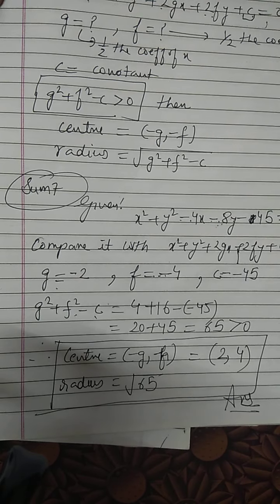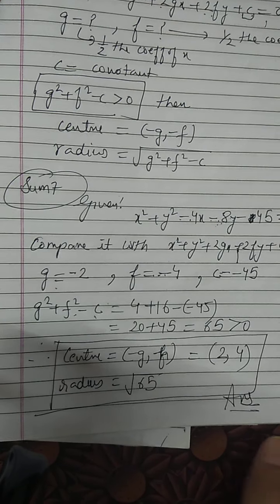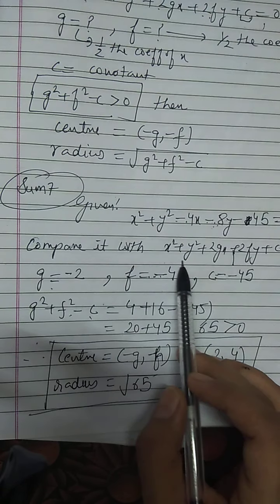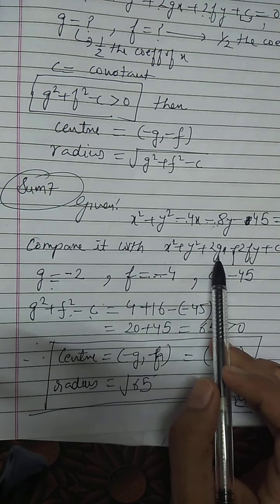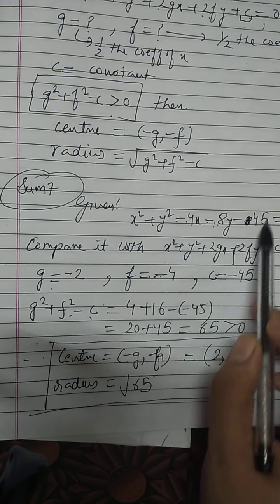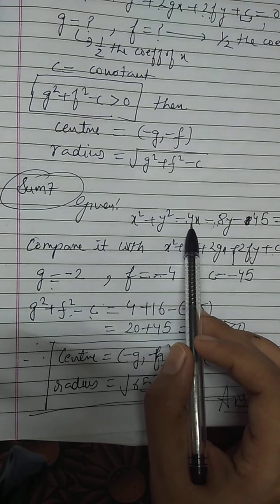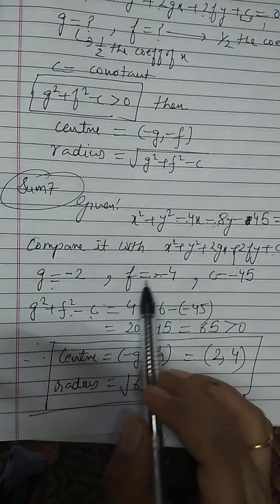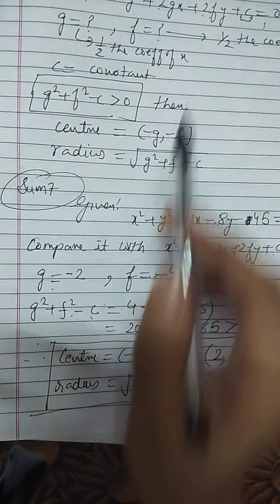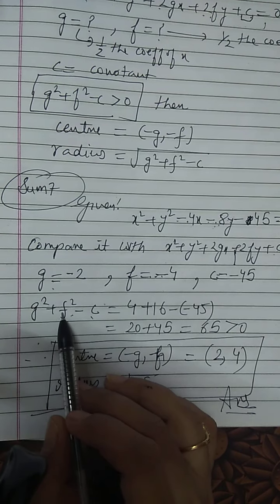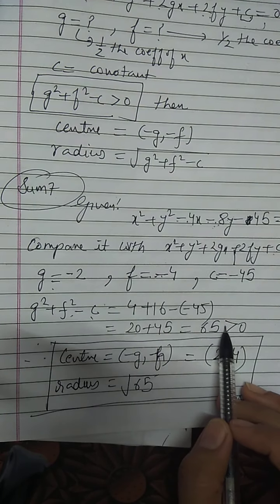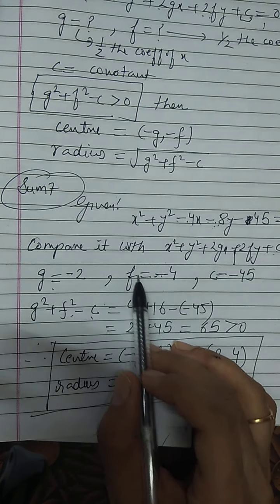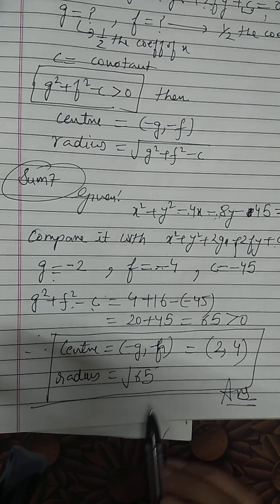Okay, I hope this method is clear. What we are doing is, if the equation is given in this form, we can compare it with the equation x square plus y square plus 2gx plus 2fy plus c. Whatever constant is given, that is c. Half the coefficient of x will be the value of g, half the coefficient of y will be the value of f, as I explained here. And then we will find g square plus f square minus c. Here it is coming positive, so root of this will be the radius, and minus g, minus f will give us the center.